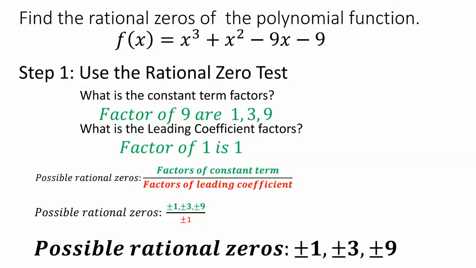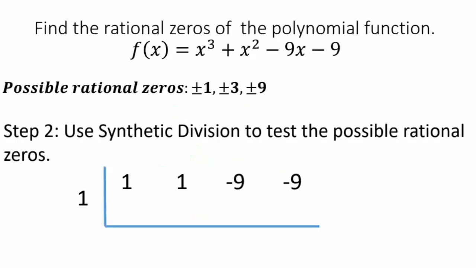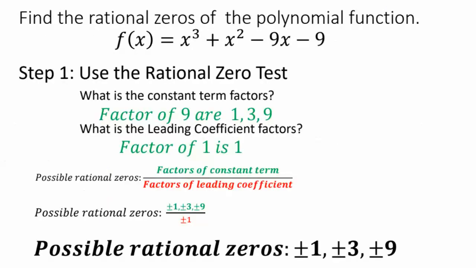Let's try another one. It says find... oh, so going back. So now that we have, let me go back. So these are the possible zeros, okay? And don't forget the commas, because then it'll count it wrong. So these are your possible zeros.